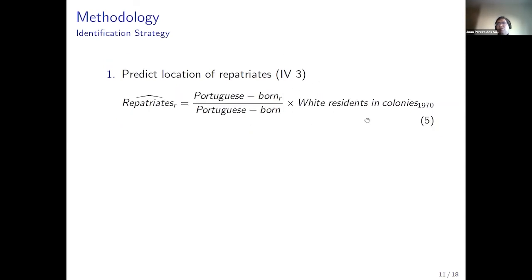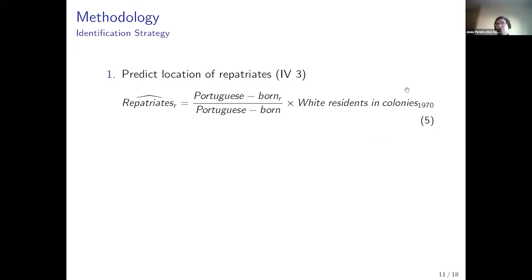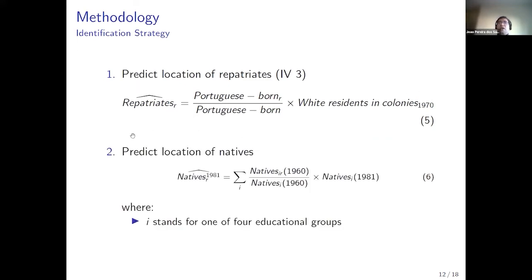And then we also, instead of using the share of repatriates, use the white residents in colonies in 1907. The results are basically the same. So we have three variations of the denominator, and we are also predicting the location of natives by using this idea for educational group.